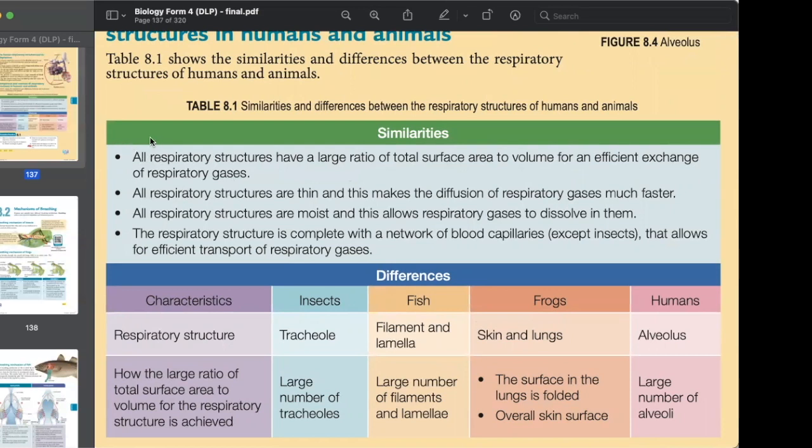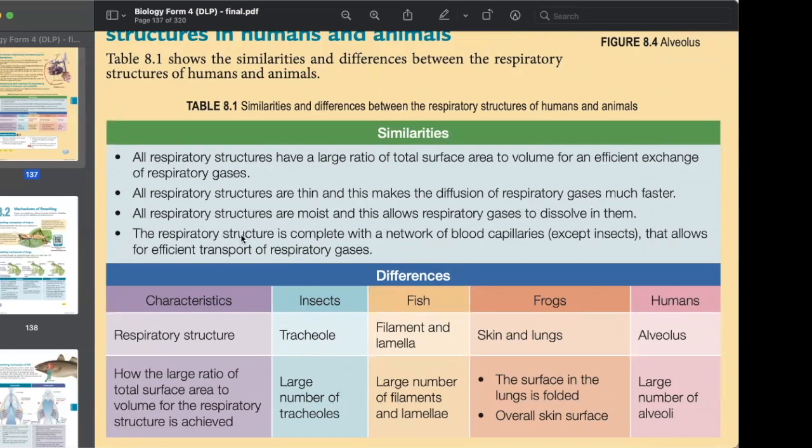Selalunya similarity kita buat 2 je kan. Tapi ni kita nak compare lebih daripada 2, iaitu 4. So kita guna perkataan all lah. Okay, so dia cakap all respiratory structure are thin and this will make the diffusion respiratory gas become faster. Ni senang sangat ni. All respiratory structure are moist and this allow the respiratory gas to dissolve in them.